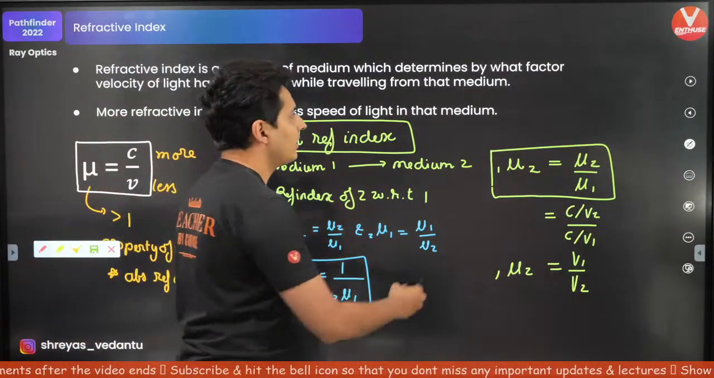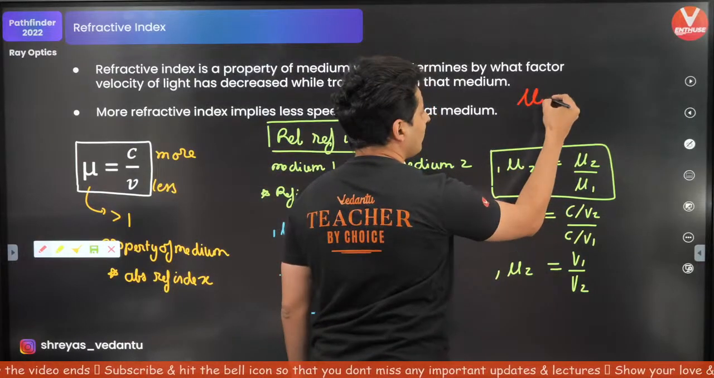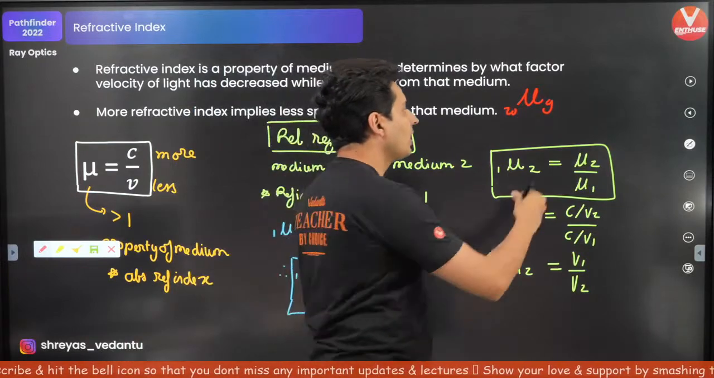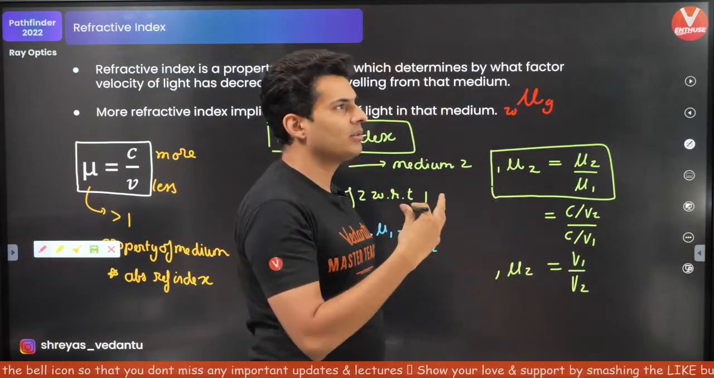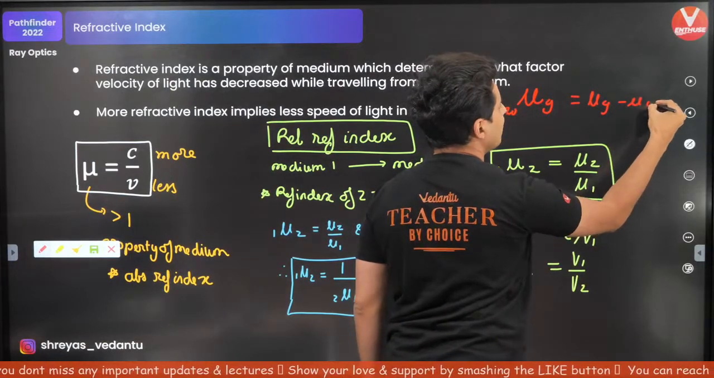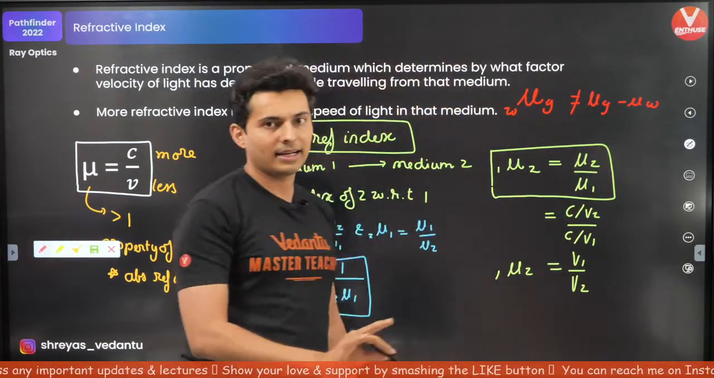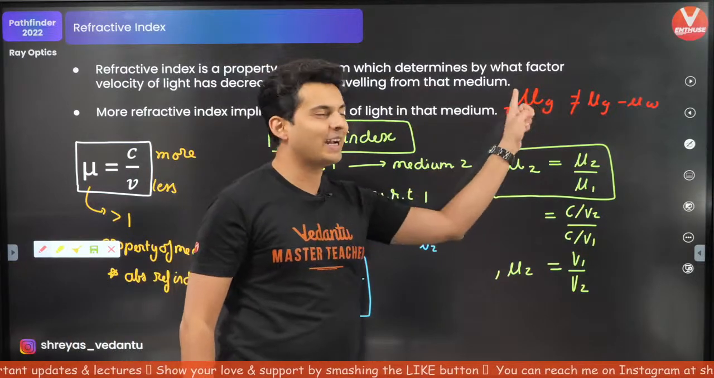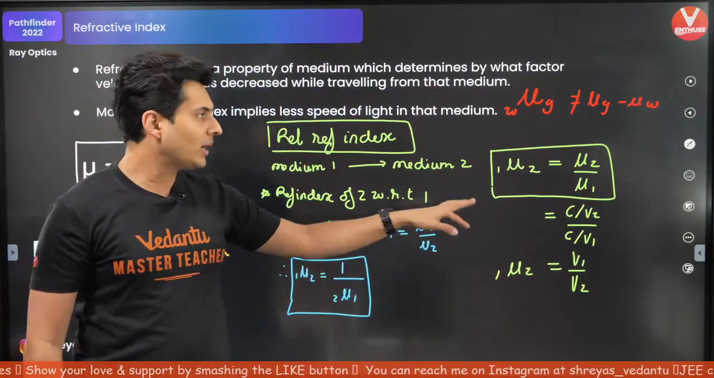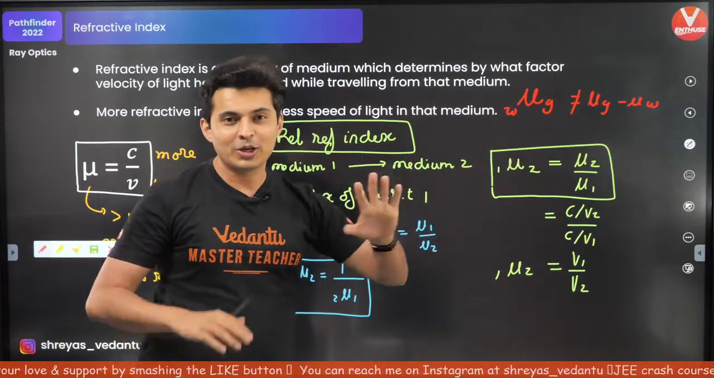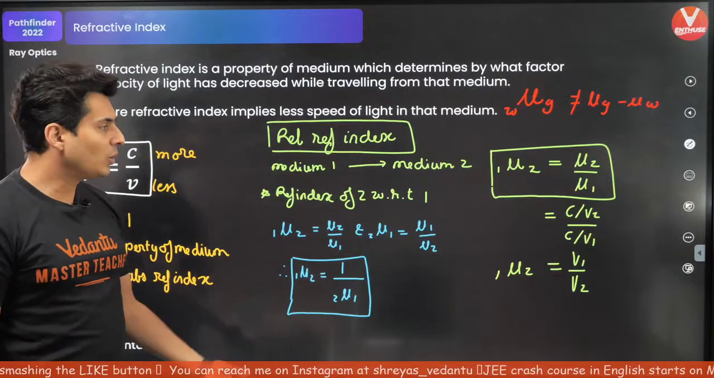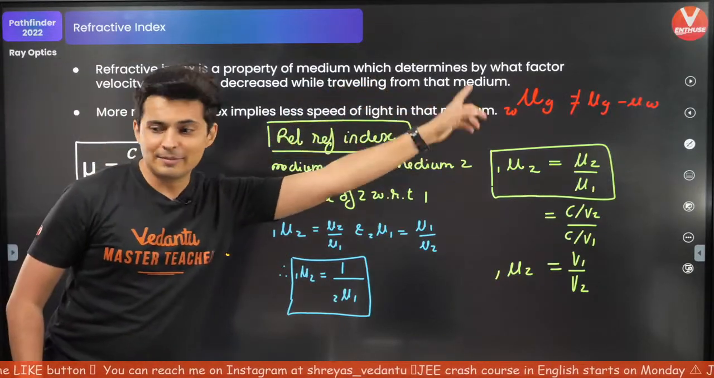Somebody had asked, what is the refractive index of the glass with respect to water? He remembered relative velocity and wrote, oh, relative velocity V1 minus V2. So he wrote, it is nothing but mu G minus mu W. This is completely wrong. This is not correct, guys. You cannot subtract refractive indices like that. They multiply, divide like that. So you need to be very careful. You cannot just subtract them like you did in relative velocity. Is that okay, my warriors? And avoid this silly mistake.